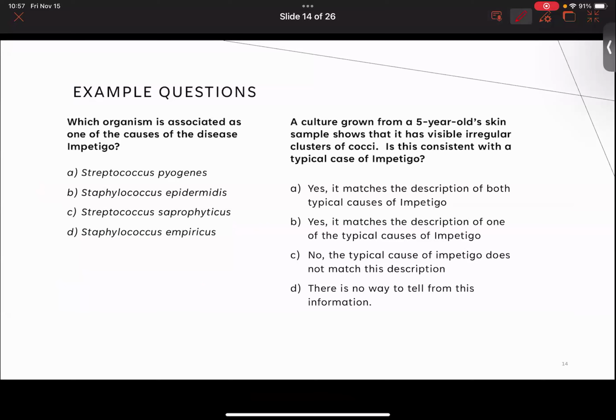All right, which of these organisms is associated as one of the causes of the disease impetigo? Strep pyogenes. So we already, I'm going back to the stripper pyrotechnics.